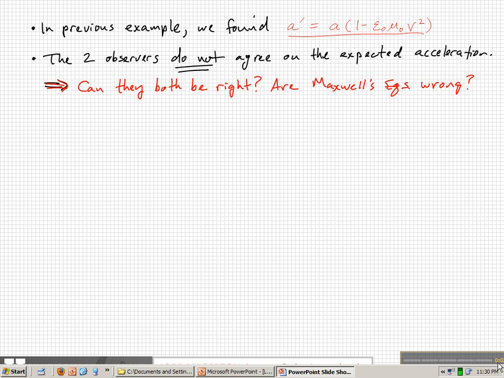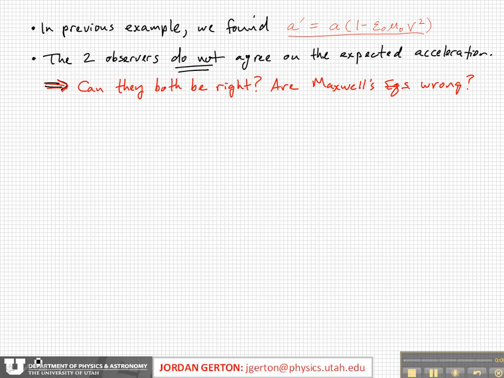Okay, so we saw that in the previous example we found that the acceleration in the moving reference frame relative to the charge distribution is not equal to the acceleration of the charge in the reference frame which is fixed with respect to the charge distribution, and they differ by this factor epsilon naught mu naught times velocity squared, the velocity of the observer squared.